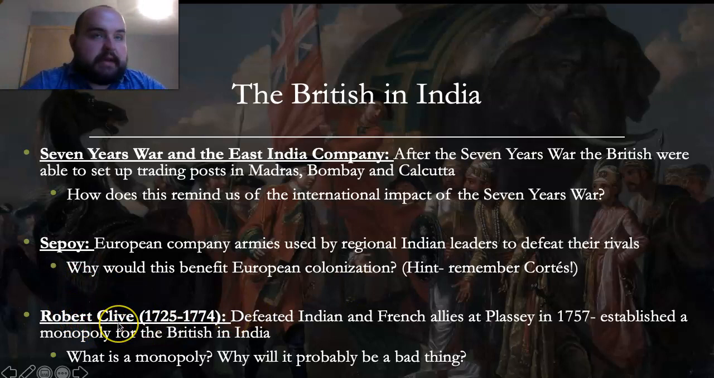Robert Clive, for example, was one of the most notorious at this. From 1725 to 1774, he existed on the earth. Weird way to phrase that, I know. But he eventually did become involved with some of these sepoys and the East India Company and helped defeat Indian and French allies at Plassey in 1757, which essentially established a monopoly for the British in all of India. Now, can anyone tell me what a monopoly is?